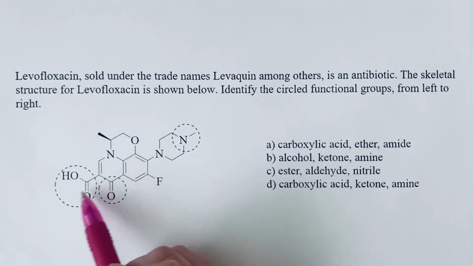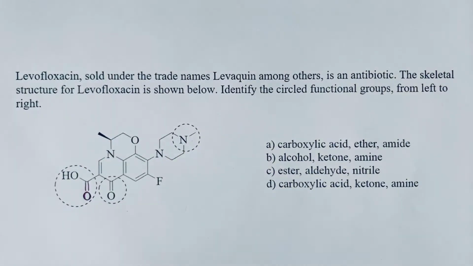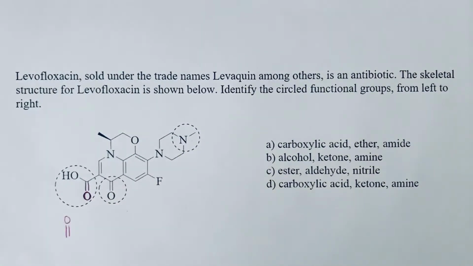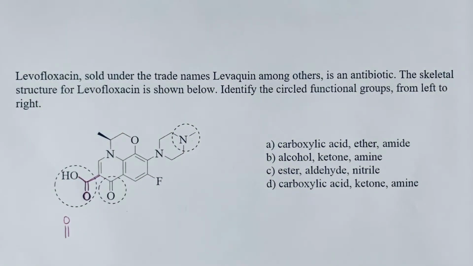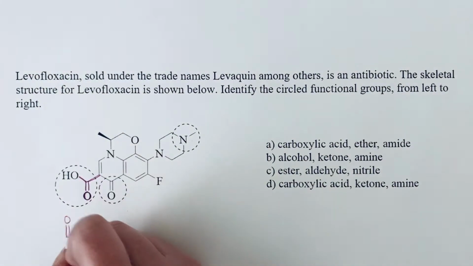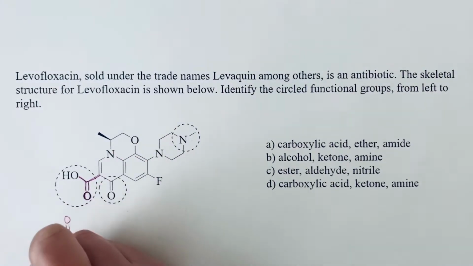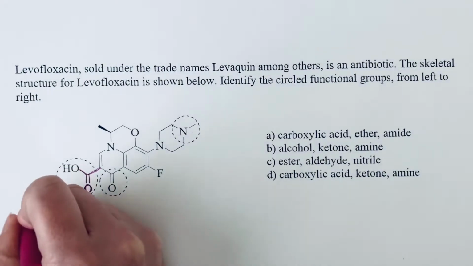So if we take a look at the first circled functional group, we can see that we have a carbonyl. And so we have several different carbonyl containing functional groups. When we're trying to decide what type of carbonyl it is, we need to see what's actually attached to either side. And so we can see that on one side we have a bond to an OH group, and on the other side we have a bond to a carbon, and so we can just generally put that as an R group. So this is a carboxylic acid.